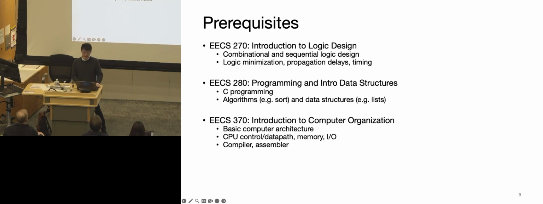Some of the prerequisites of the class: we have 270, introduction to logic design, and 280, programming and intro to data structures. This is for the C language programming, which we will be using mainly for this class. And then we have 370, introduction to computer organization, which has some basic computer architecture, as well as assembly, etc. For the architecture part, our course will be built on top of that.